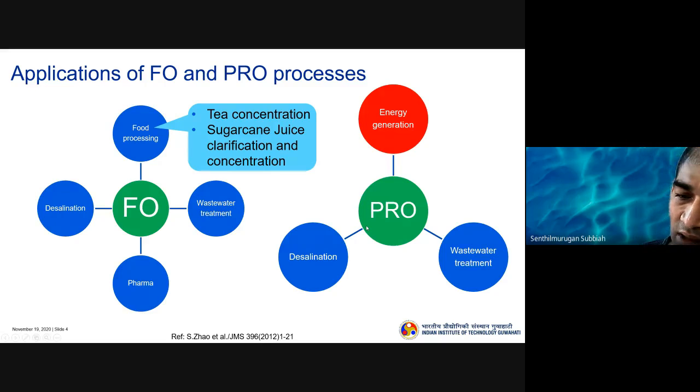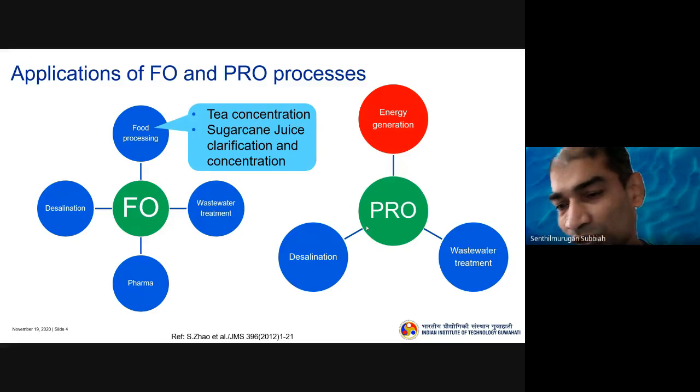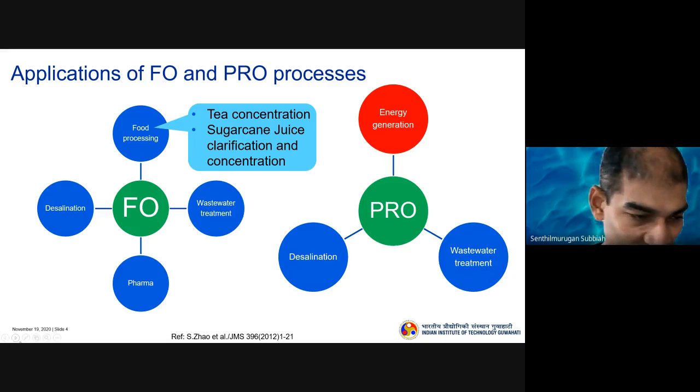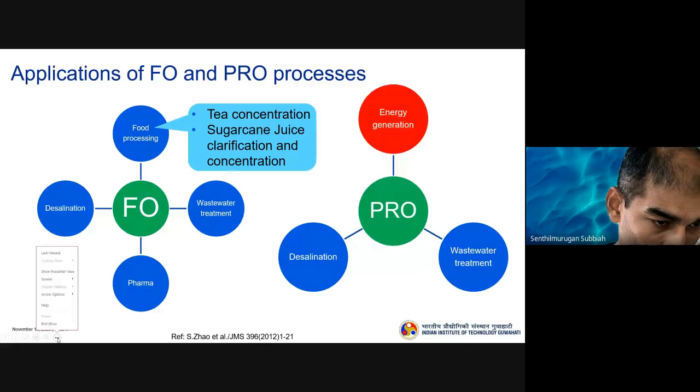And then pressure-retarded osmosis, as I said, is mostly widely used for energy generation. However, if we integrate it in such a way with FO or membrane distillation, it can also be adapted for wastewater treatment and for desalination. That is also something I will be talking about in this course.